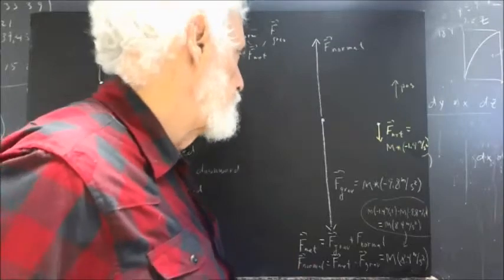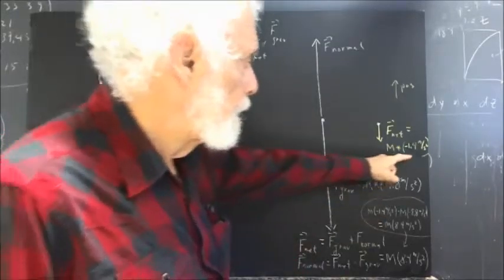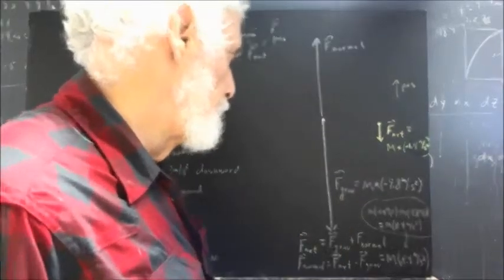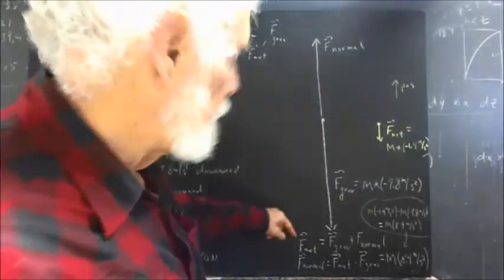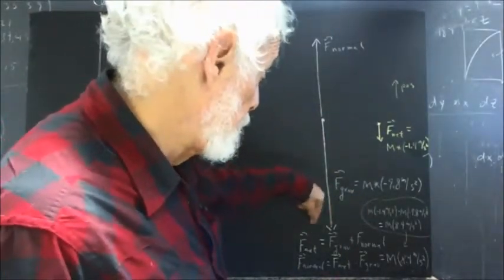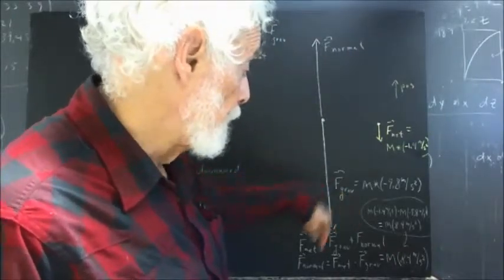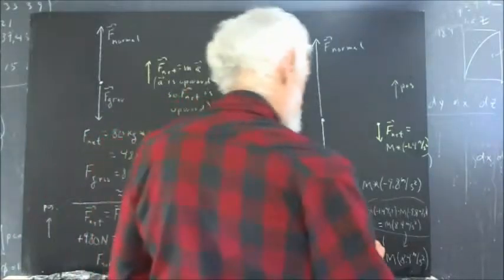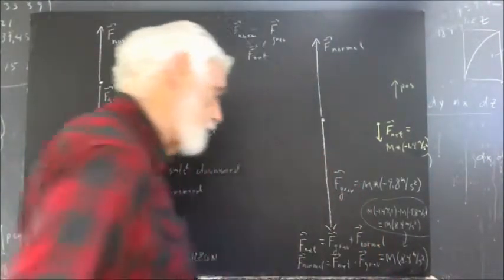Now, what's the relationship here? We know this acceleration. We know this acceleration. We don't know what the normal force is, but we can write our net force equation. Net force is the sum of these two forces, the gravitational force and the normal force, which seems to be missing the arrow over the top of it.